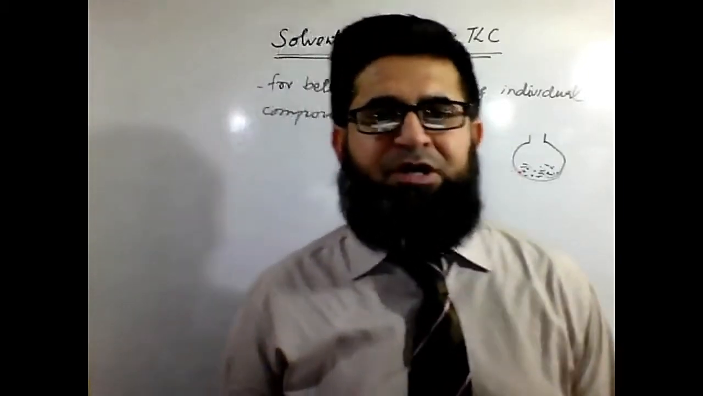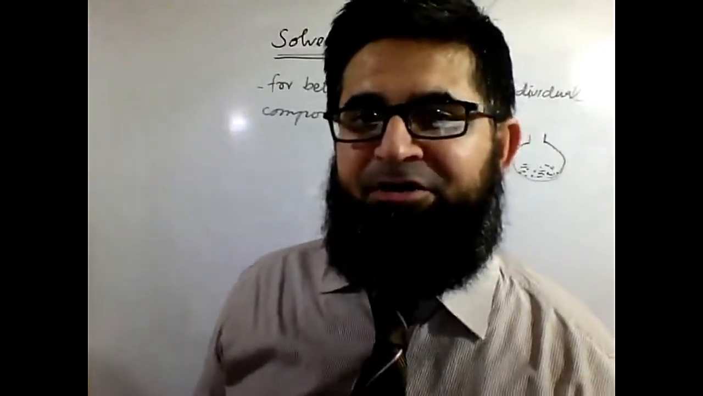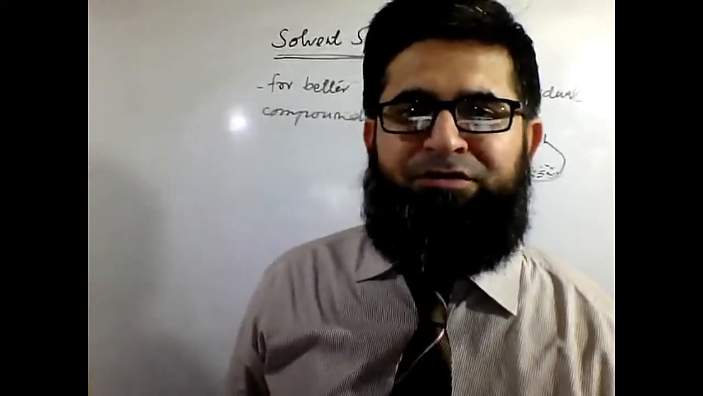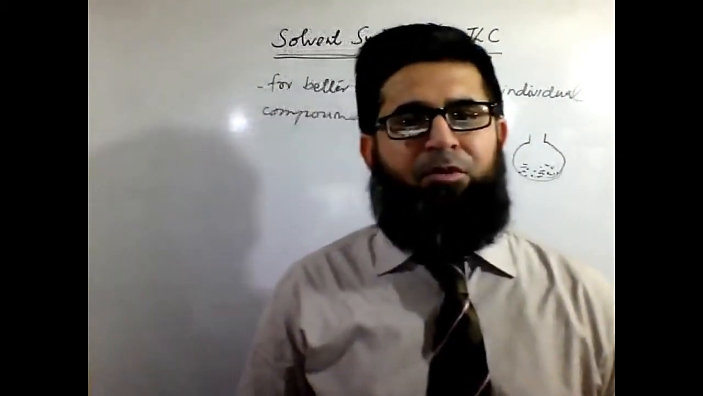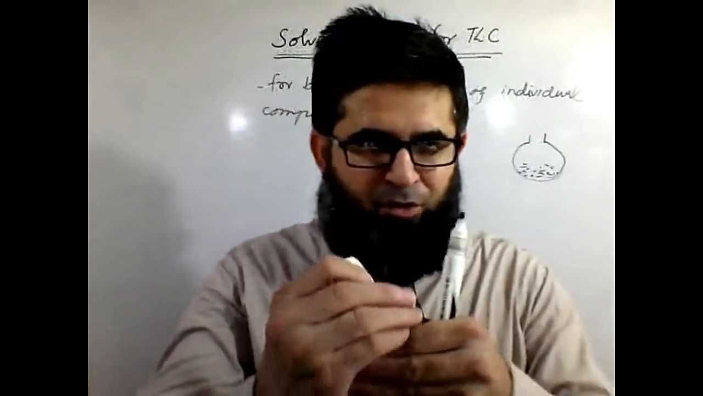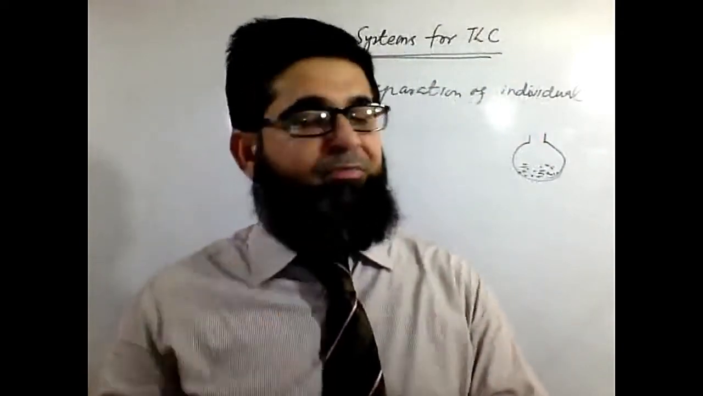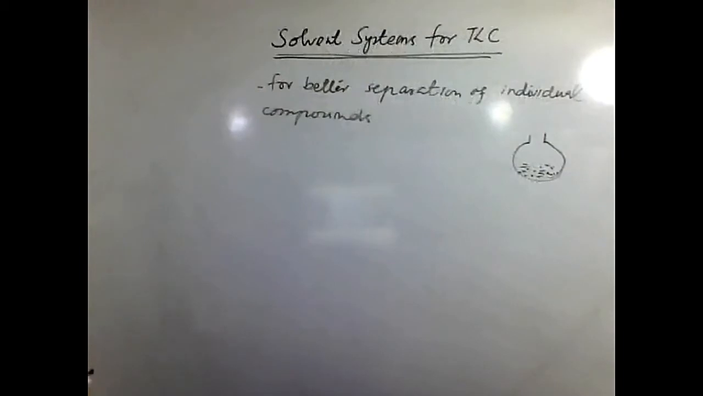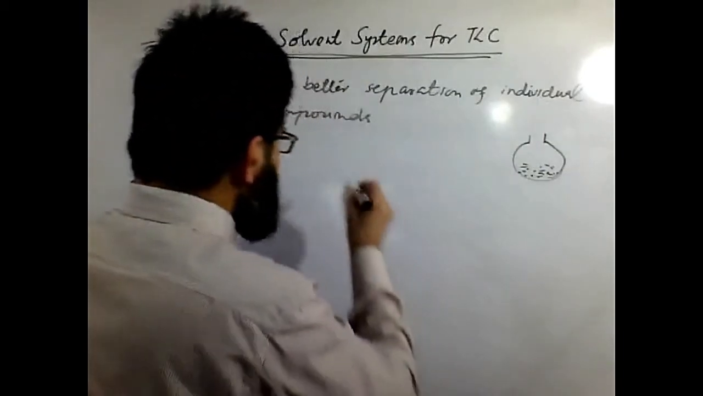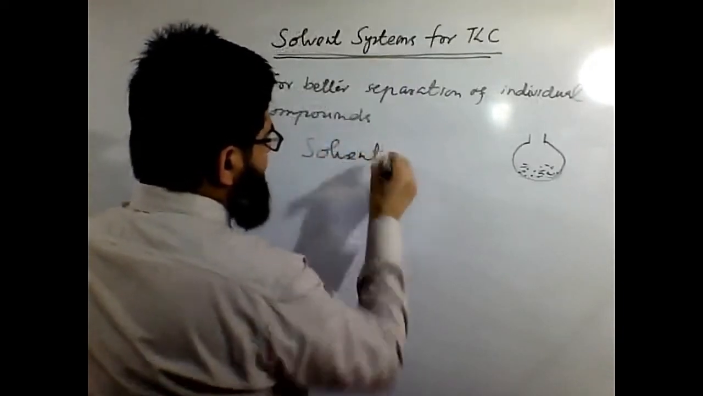So if you want to check their presence in a better way, it is better to use a solvent system. The solvent system can separate them in a better way on the thin layer, depending upon their solubility in the solvent media. How can we use the solvent media? What is solvent media? What are the solvents that we could use?